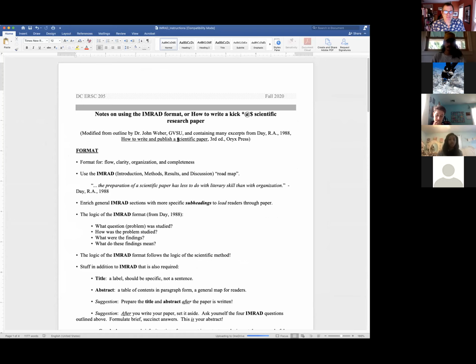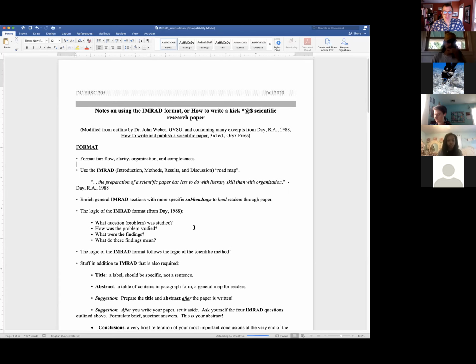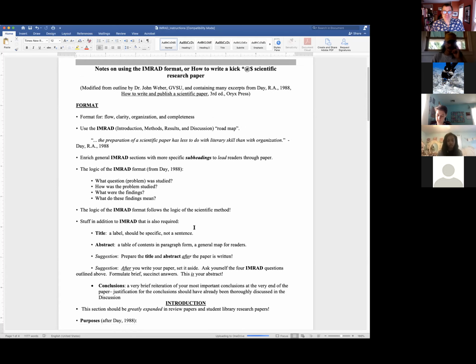This started from my friend John Weber, who's at Grand Valley State University, and he took a lot of this from a book on how to write a scientific paper, and it's been modified over the years. Okay, so a couple of important things. Preparation of a scientific paper has less to do with literary skill than organization. And you know that's very much true.